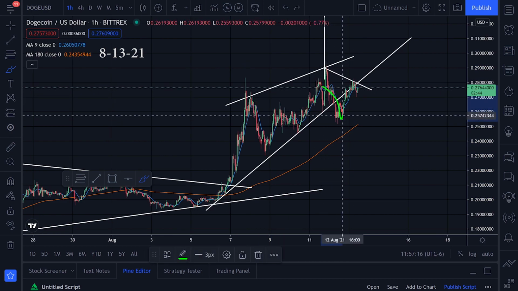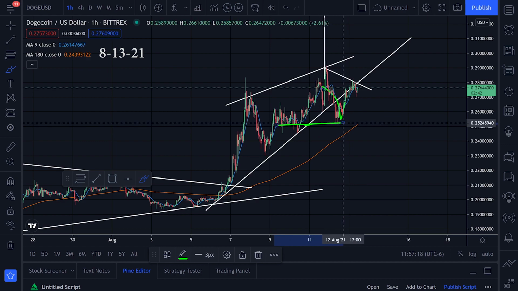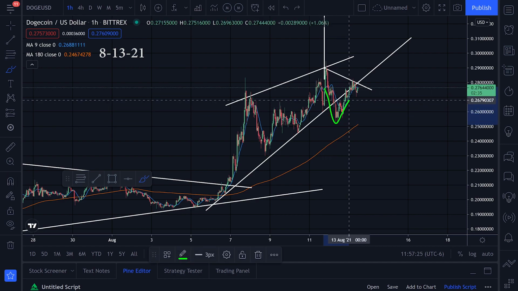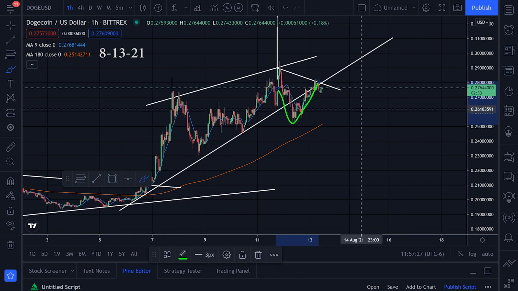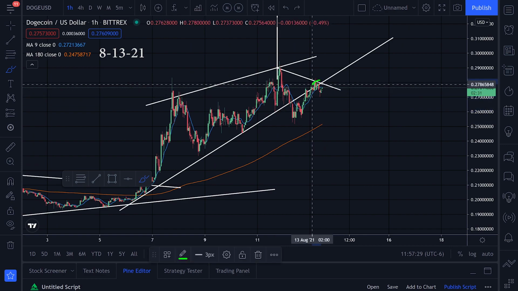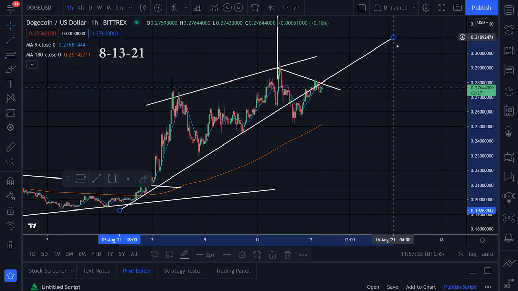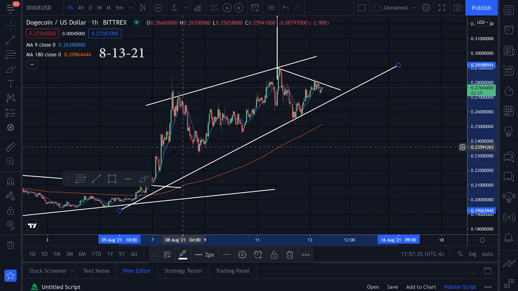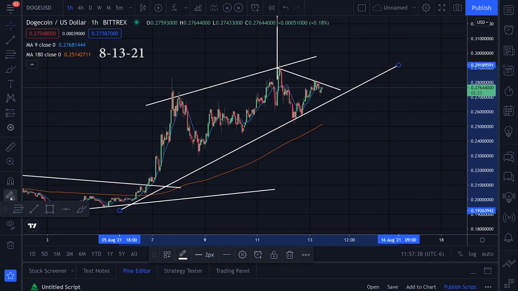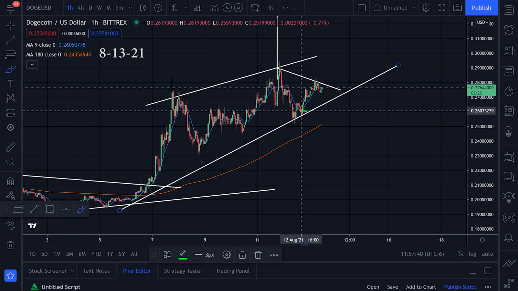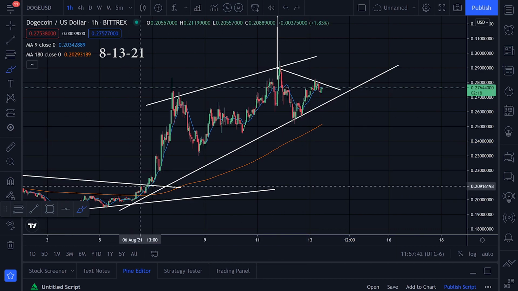So it looks like we got support on this previous support right over here. And it looks like we're finding support in that area, and we're kind of bouncing back up this way. But we are finding resistance right here, so I'm not really sure what's going on. What I did was I moved the trend line something like this, so it looks more like a channel, because we got this support kind of in this area right here. So yeah, I'm not really sure.